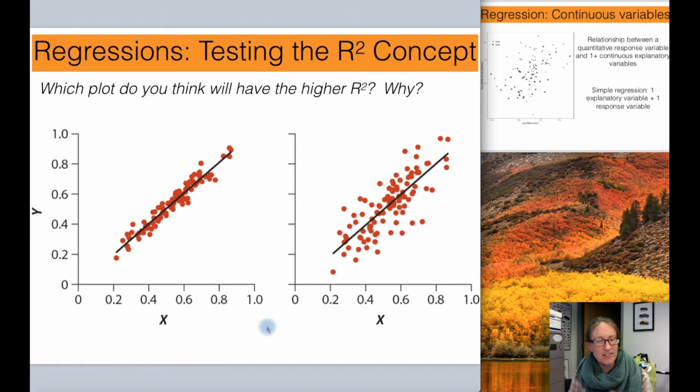So let's just test this idea out. With these two plots I'm showing you here, which of these do you think is going to have a higher R-squared value and why? And if you said the plot on the left, you'd be correct, right? So in this case, the points are all much closer to the line. So we'll have a more accurate prediction of y based on any given x, or vice versa, compared to the plot on the right, where we won't be able to predict y as accurately for a given x.